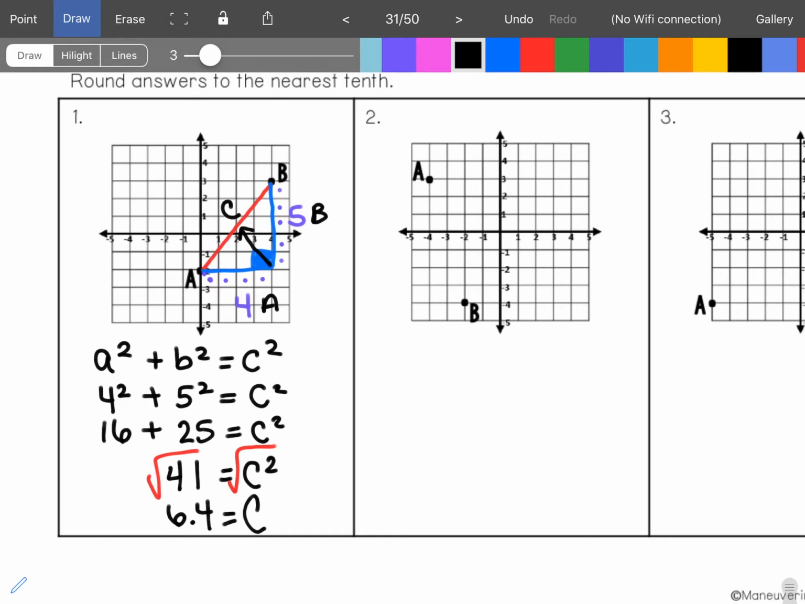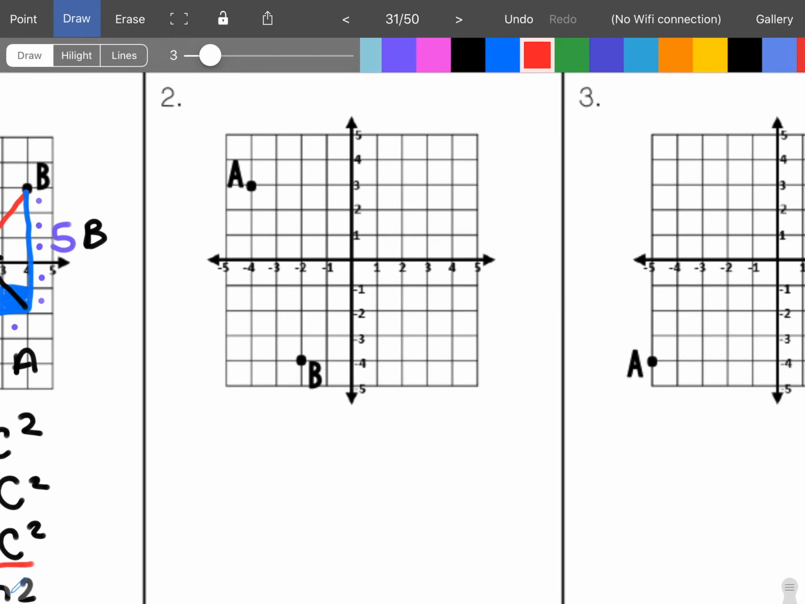Okay, number 2. We're going to do the same thing. We're going to connect our A to our B. That one's a little bit steep, and we're going to create our right triangle with our right angle. Remembering that across from there is C, that distance that we're trying to find. And then we're going to count our base, which is 2, and our height, 1, 2, 3, 4, 5, 6, 7. And then we're going to plug straight into the Pythagorean Theorem.